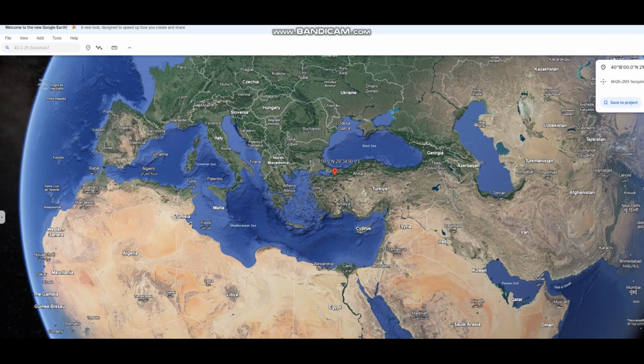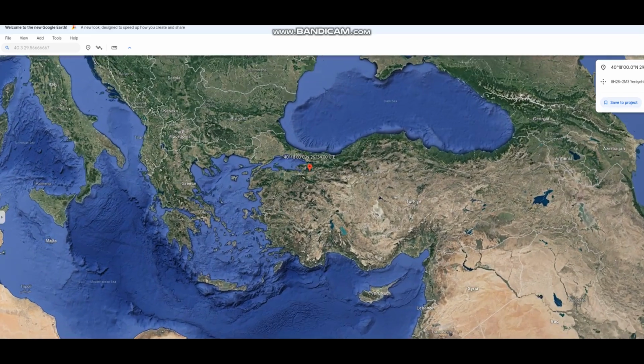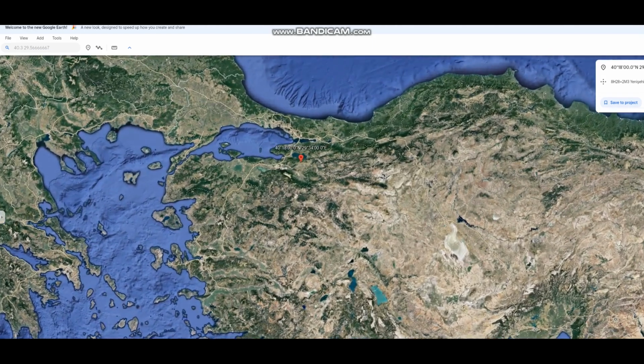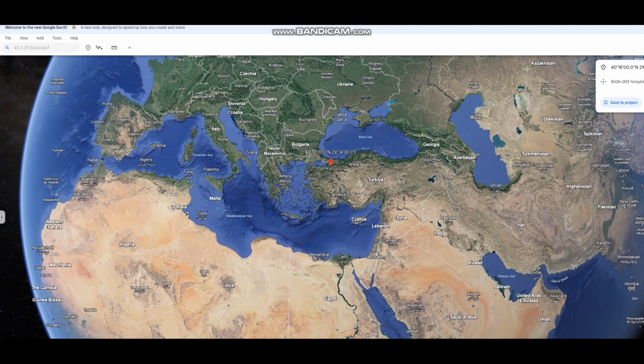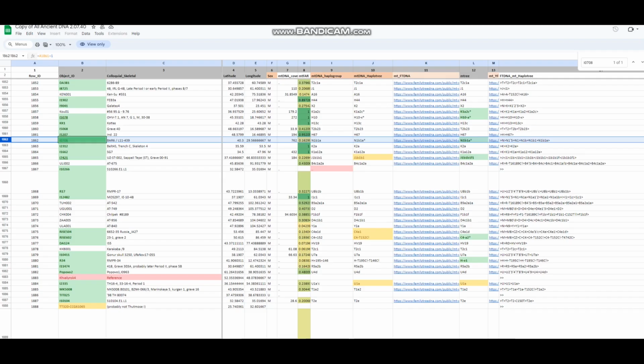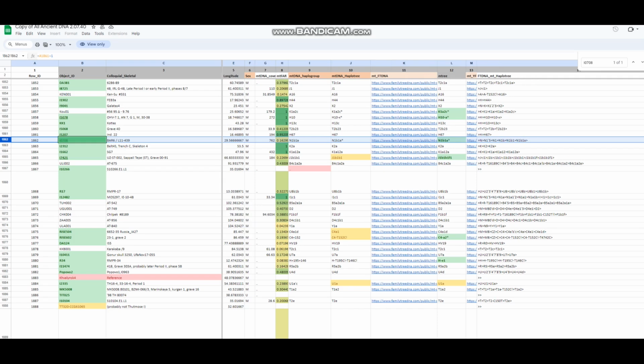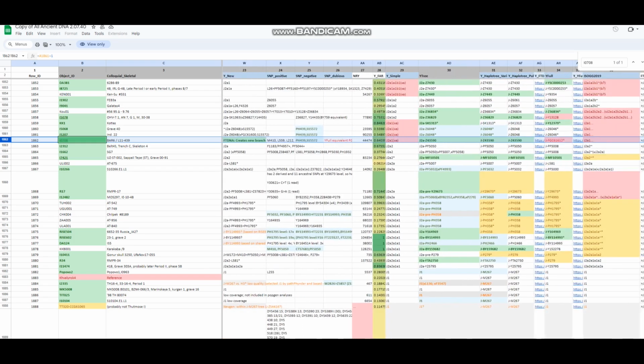This is where he is from. This is the location. As you can see, it's close to Istanbul in Turkey, kind of western, northwestern region of Turkey. And this individual's mitochondrial lineage is N1b. Let's go ahead and check his Y-DNA.